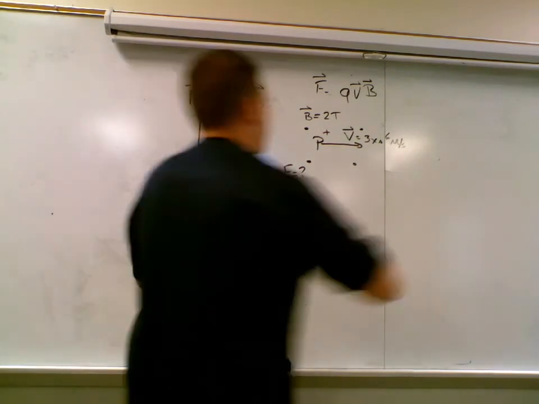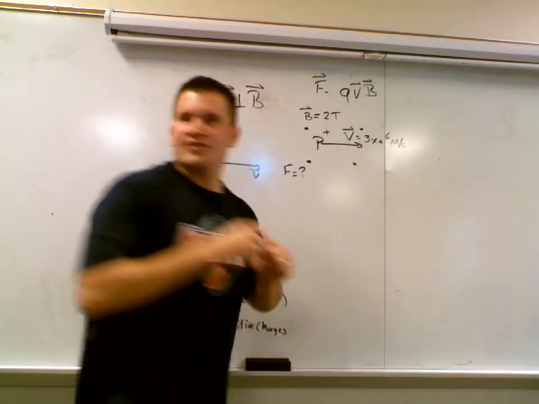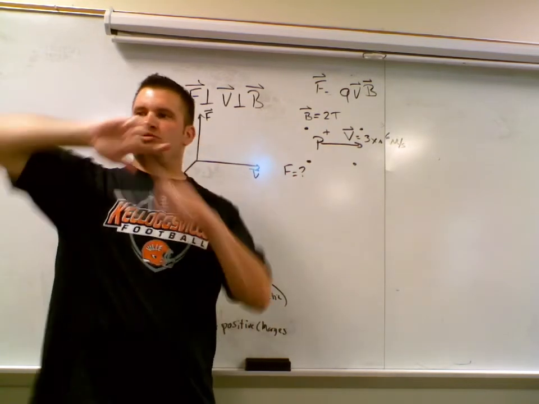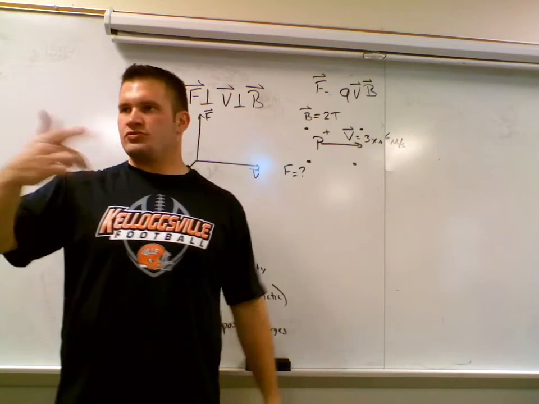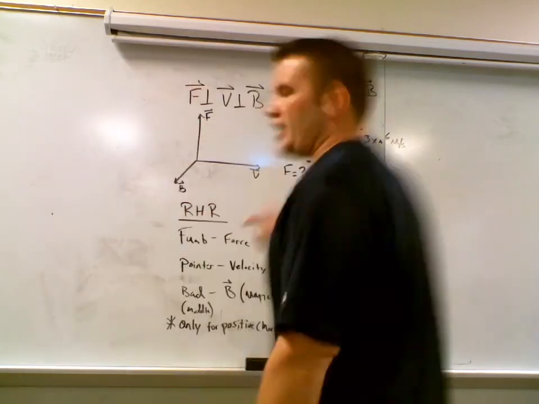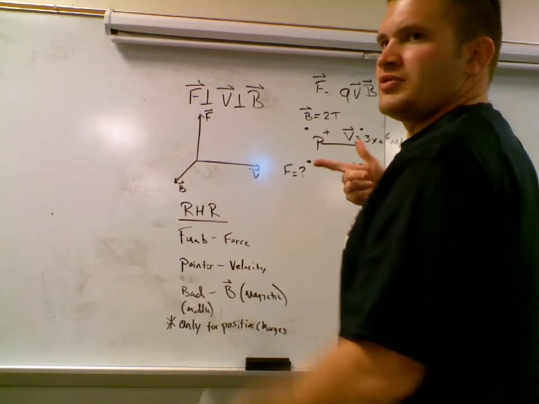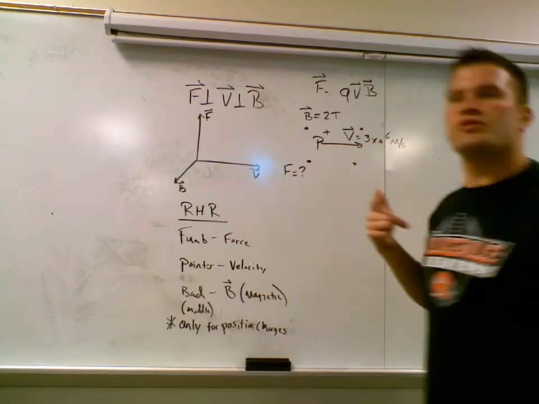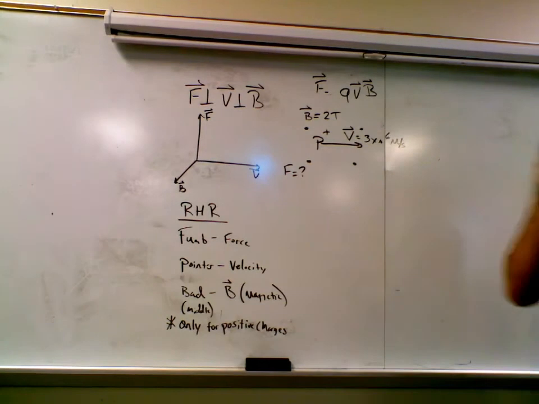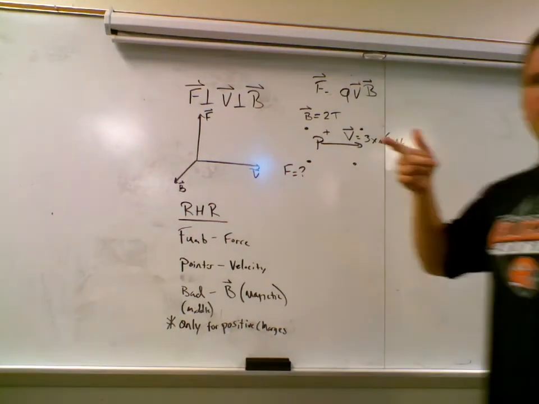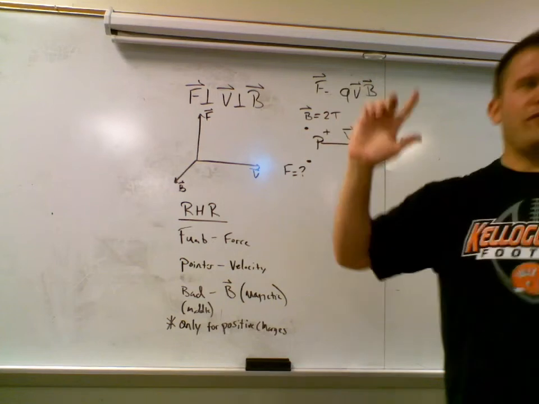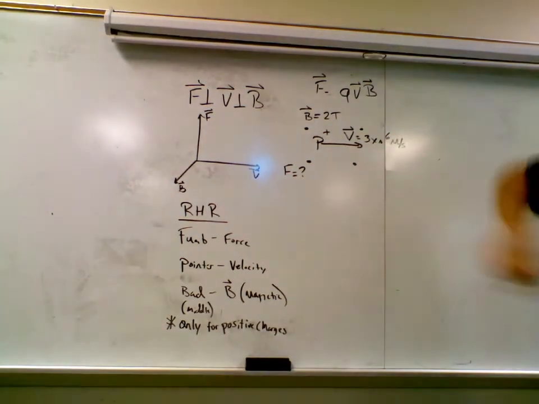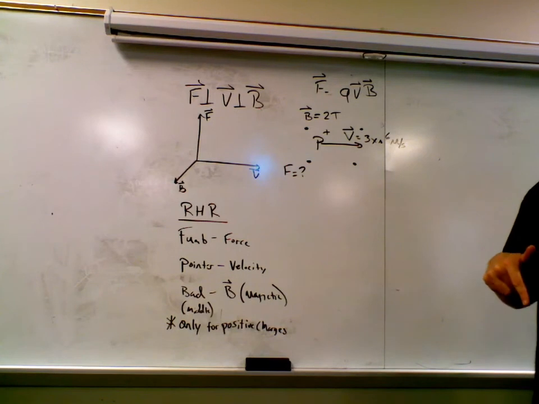How is it down? Because this is towards you. No, towards you means you point your finger towards you. Okay, wait. So if I'm you, I'm pointing my bad finger towards me. How do we know which way the B is? Because the V is to the right, right? I feel like the force is always going to be up.